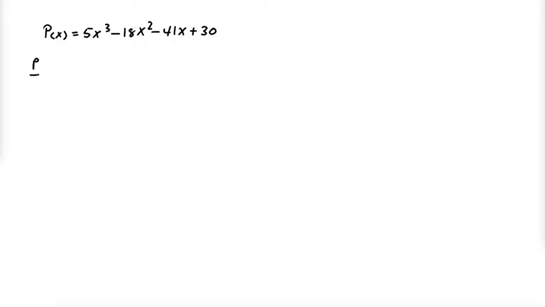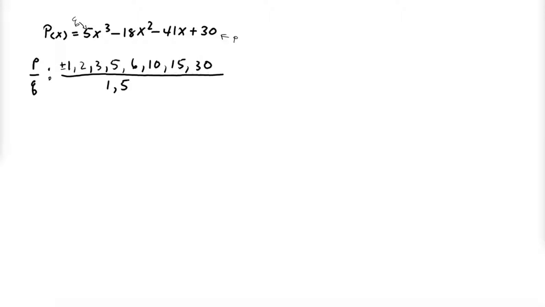So the PQ theorem, P over Q: P comes from the constant term, and Q comes from the leading coefficient. What we end up with here is all the factors of 30, so 1, 2, 3, 5, 6, 10, 15, and 30, plus and minus, over all the factors of 5, which is 1 and 5, again plus and minus.